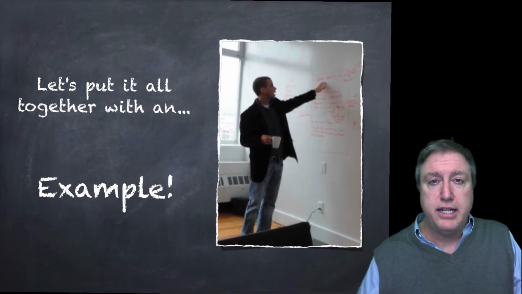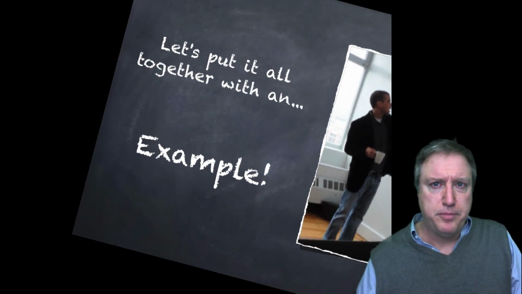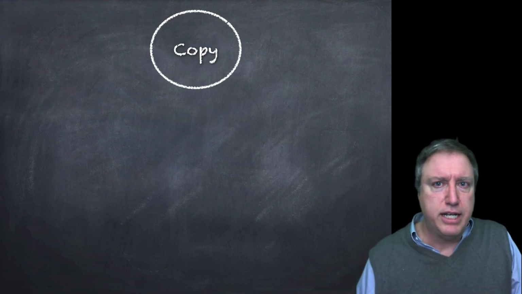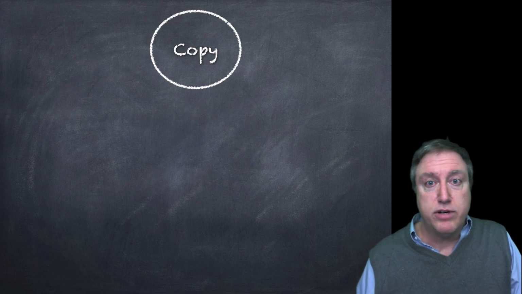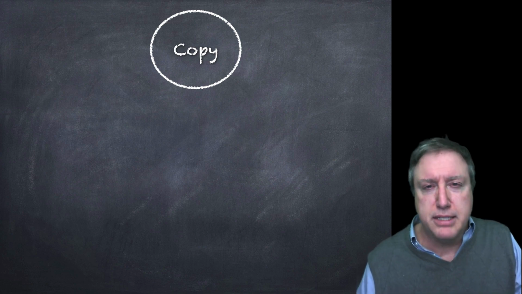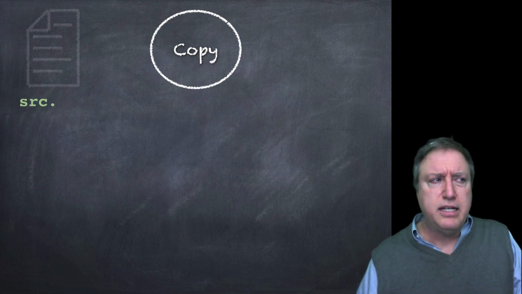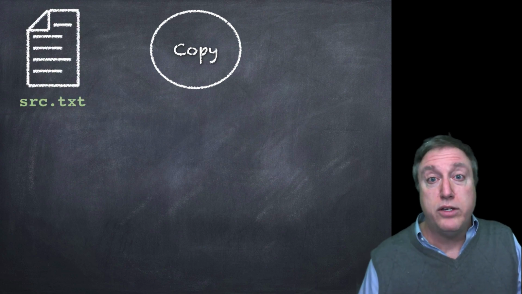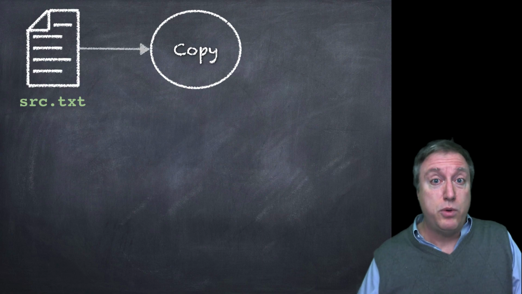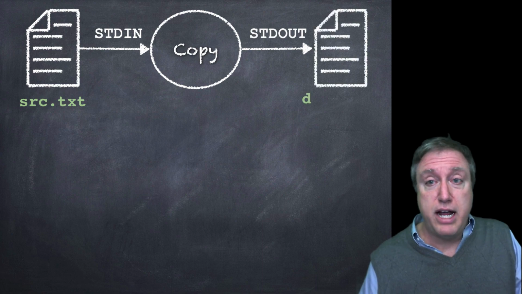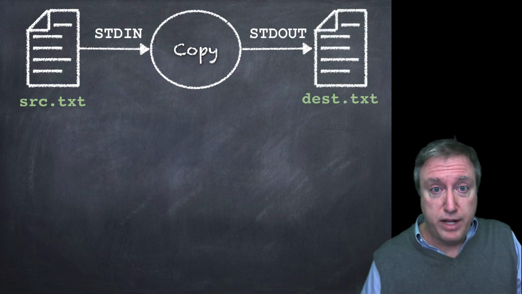So let's put it all together with one simple example. We've got a process that copies from standard in to standard out. It reads a line, it puts the line out. Okay? We want to take it a little step further and we want to actually copy files. So we want to read a file to standard in, and when we output each line to standard out, we want to put it in another file.